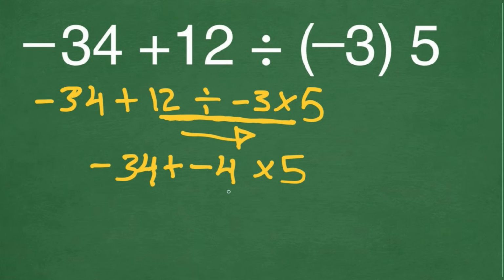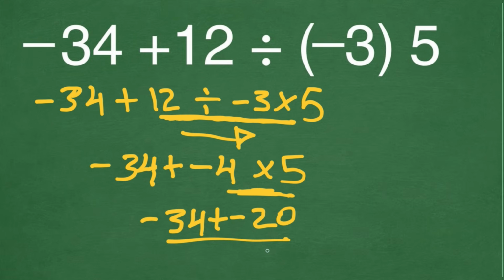So -4 times 5 is going to be the next operation, because, as you might guess, multiplication still has a higher priority than addition. So we solve that next. So, -4 times 5 is equal to -20. So the equation is now simplified to -34 plus -20.